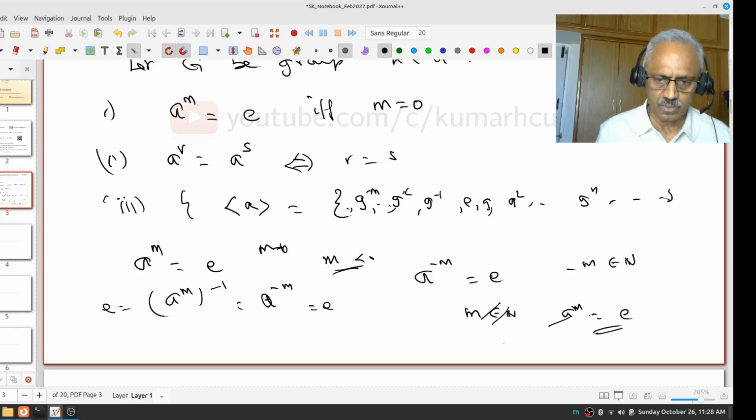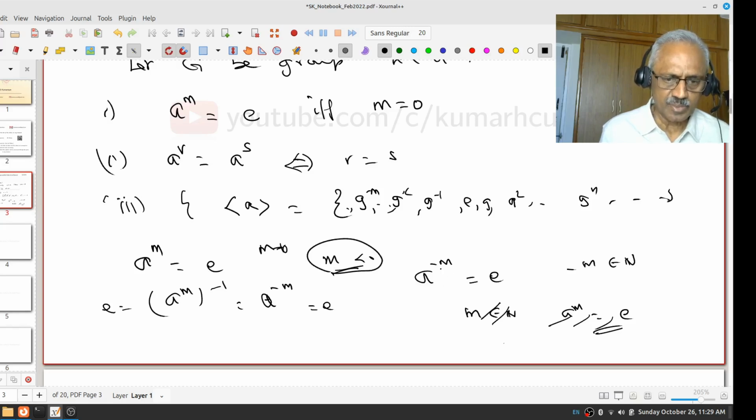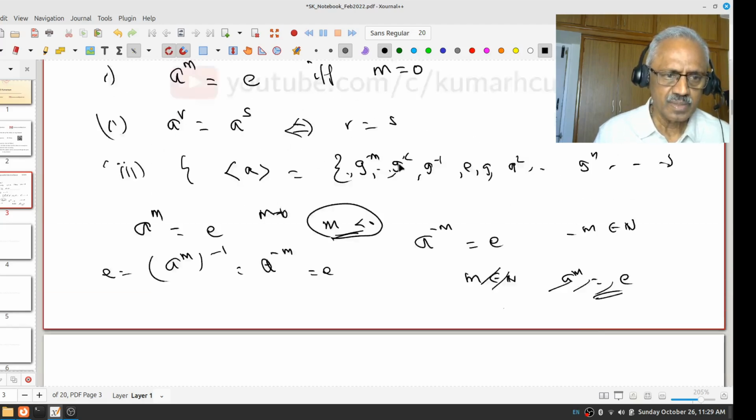Therefore this cannot be true. But suppose m is negative and a to the power m is identity. Then I claim a to the power minus m is also identity. Why? Because a to the power m is identity, therefore the inverse of this is also identity, because it's e inverse, right? But our definition of the inverse of a to the power m is a to the power minus m, therefore that is identity. Now minus m is positive. Therefore that's a contradiction. Is it clear? So 1 is proved. Now what is 2?